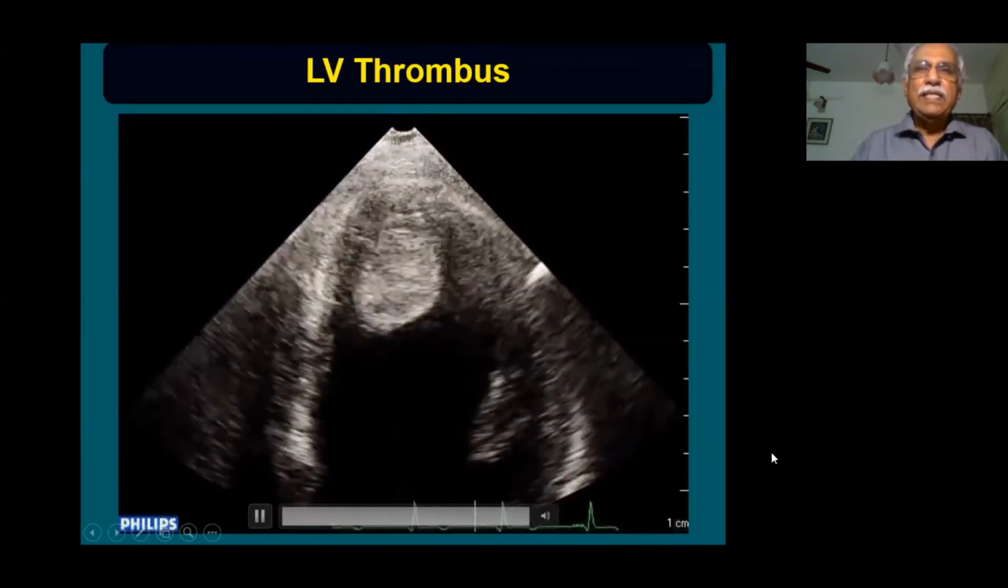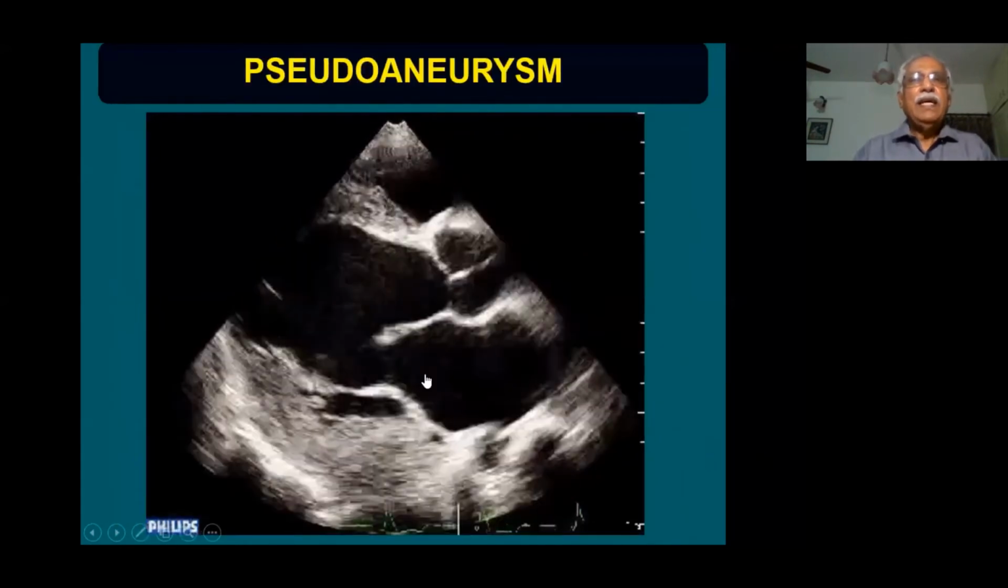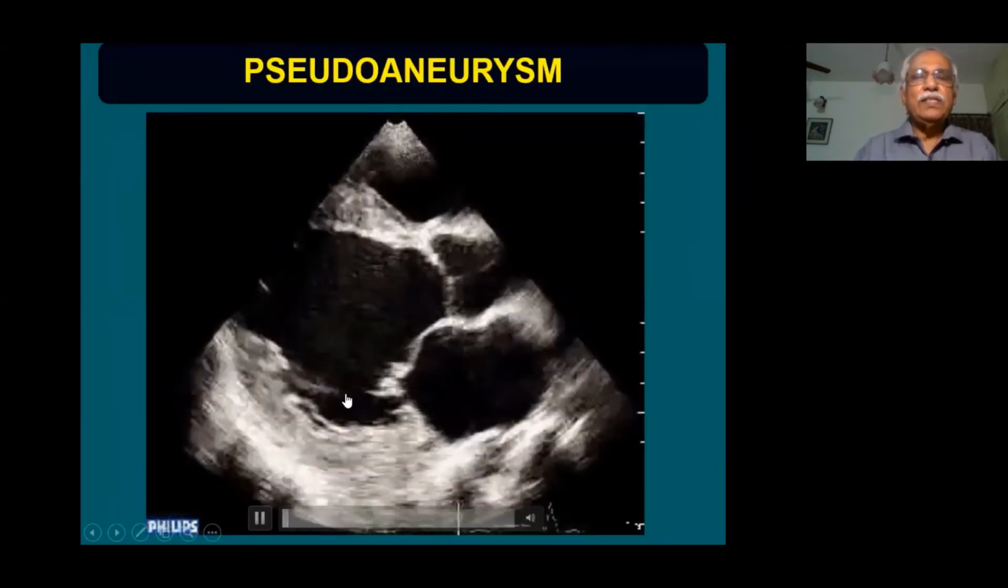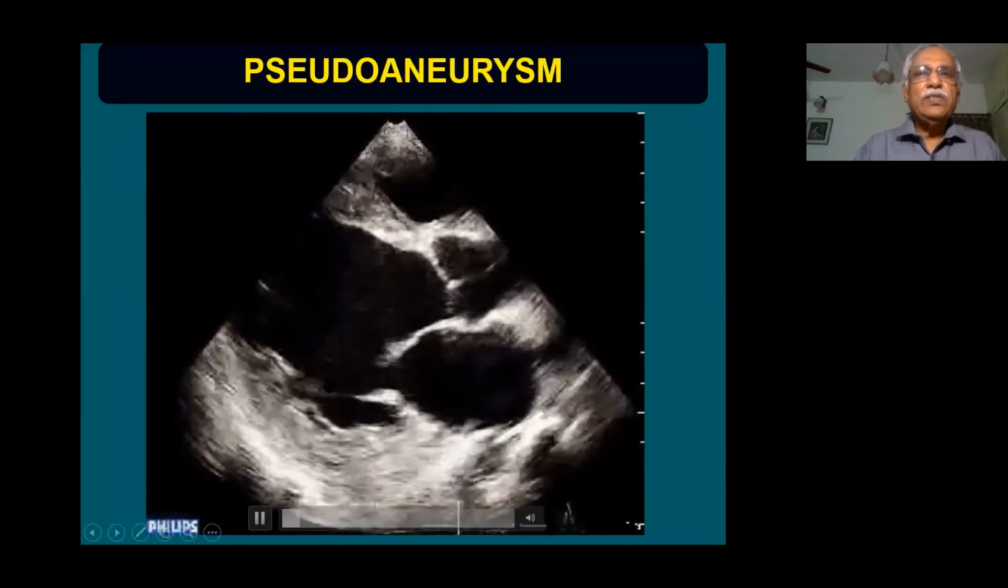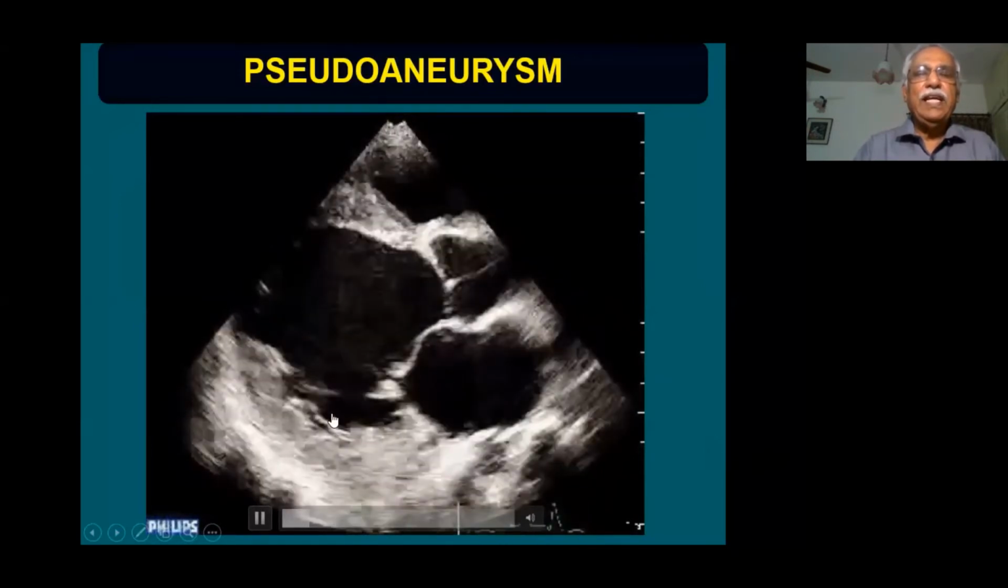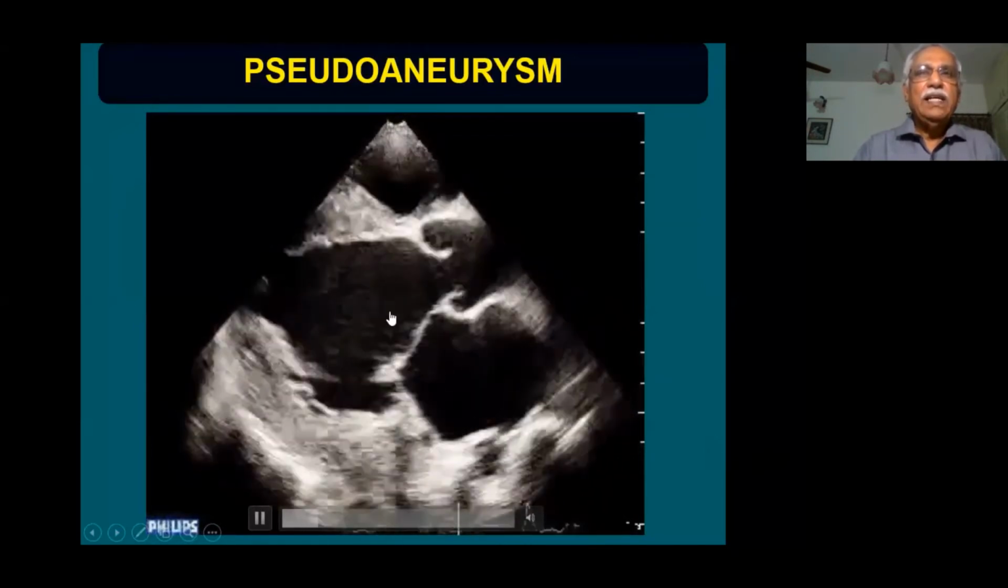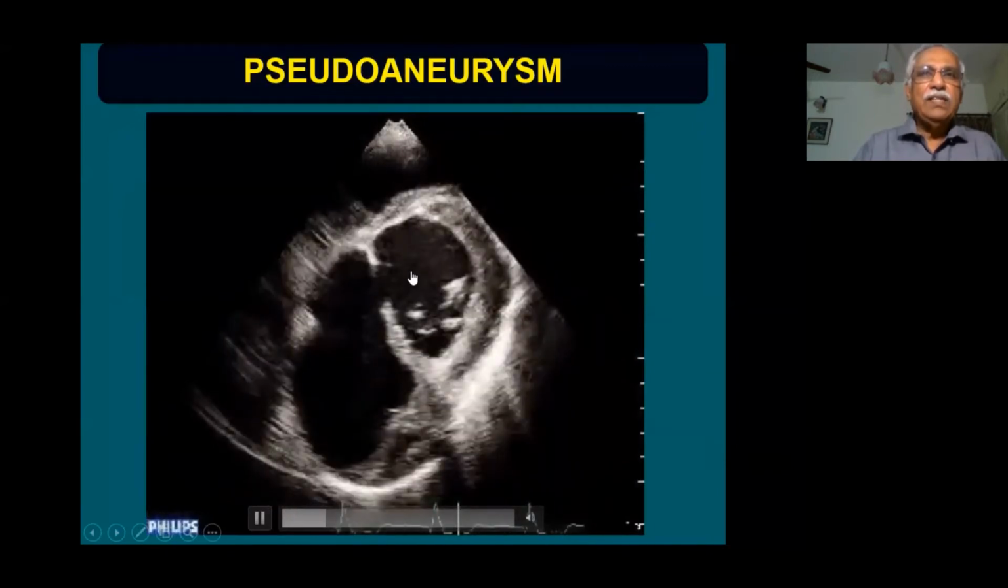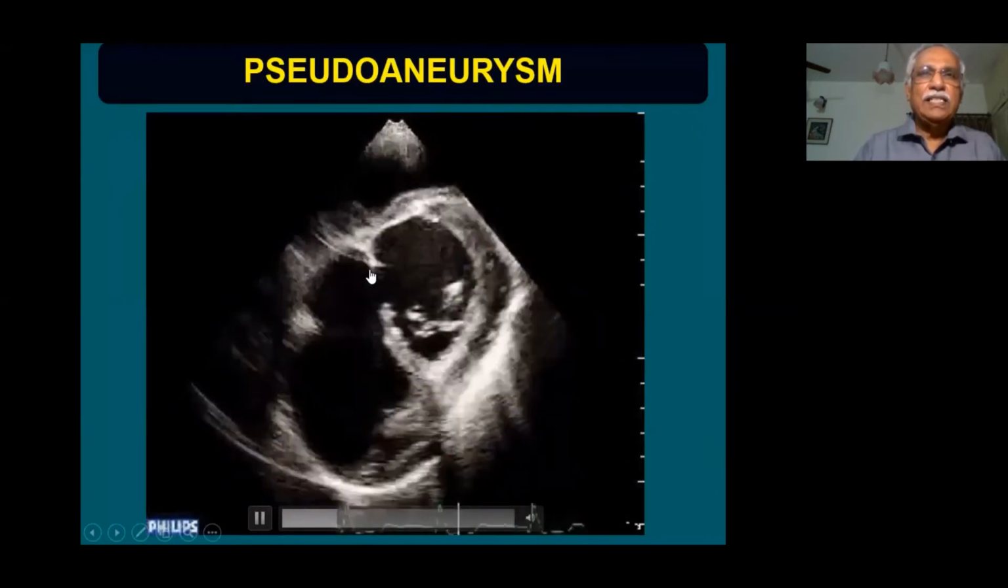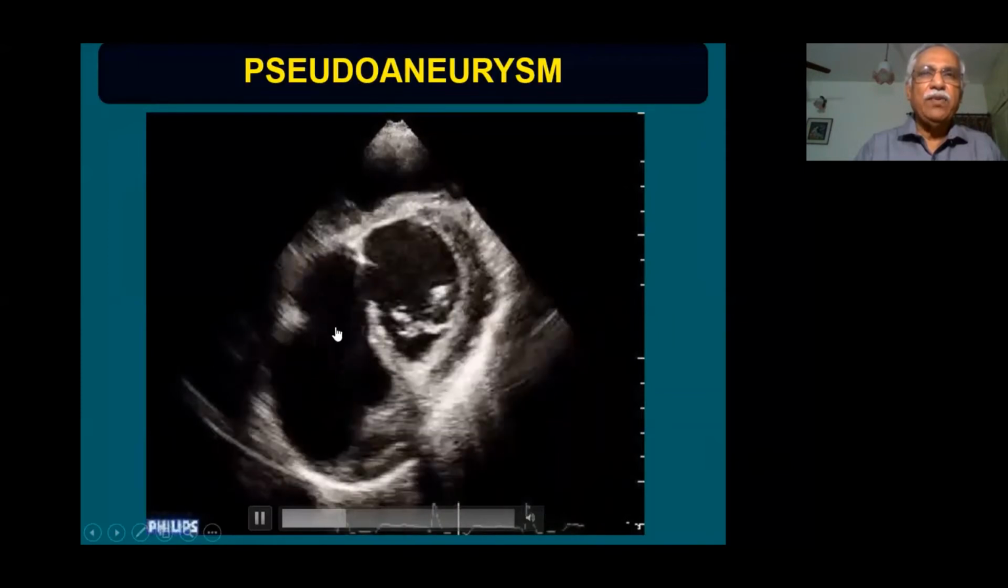And also the patient underwent a CABG. This is a patient with a pseudoaneurysm. A pseudoaneurysm is usually due to a rupture of, say, the left ventricle. This is an inferior wall infarction with rupture of the inferior wall. This is the left ventricular inferior wall, which shows the echo dropout.